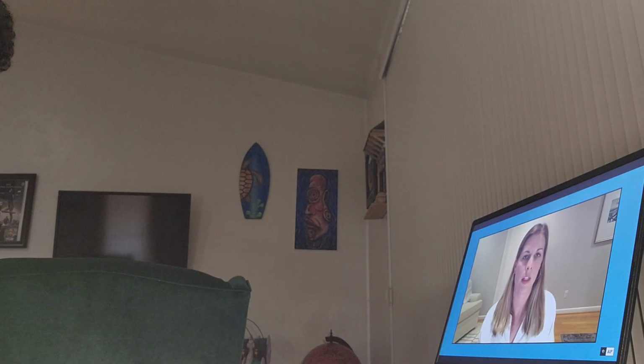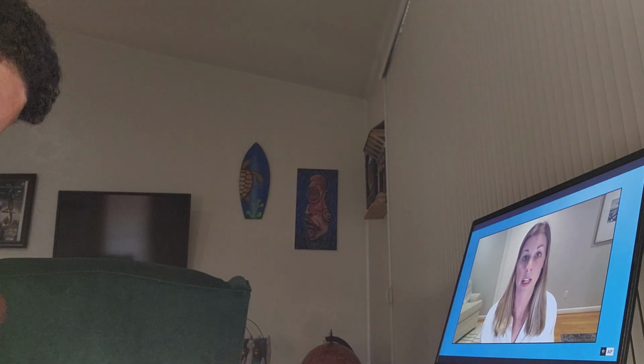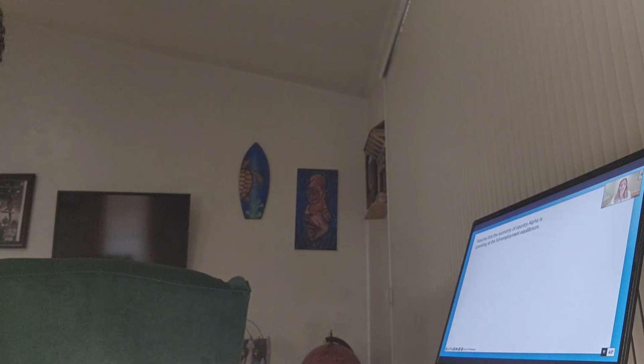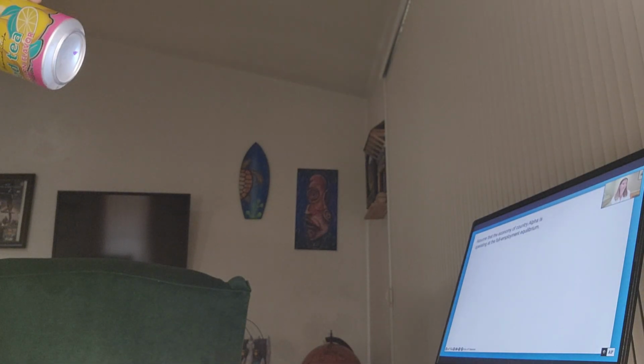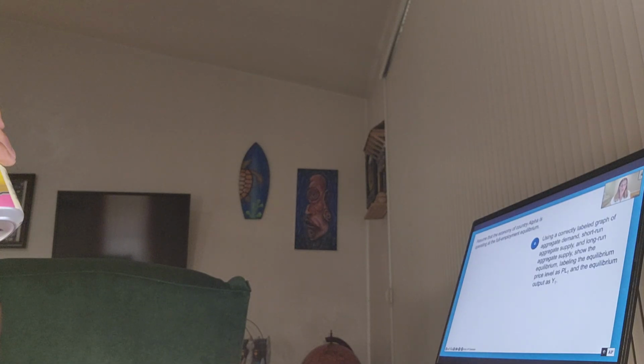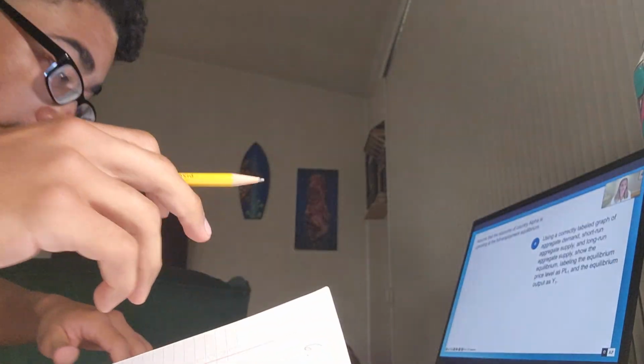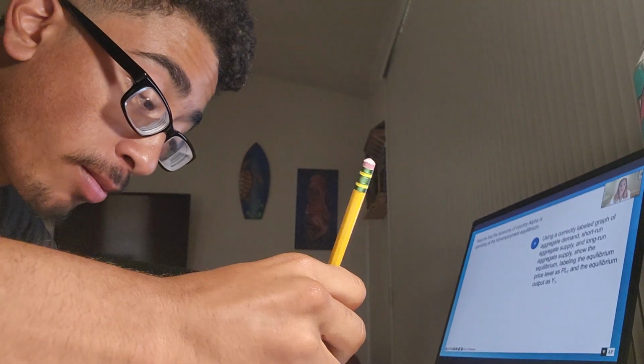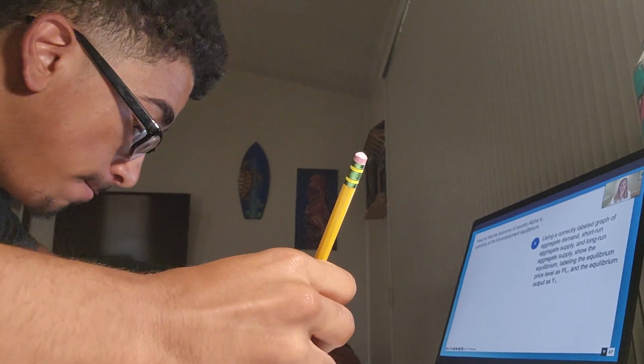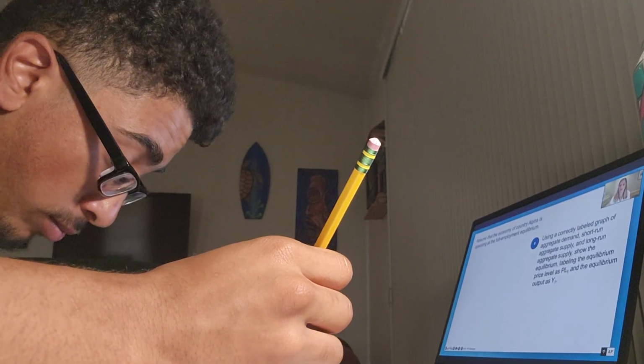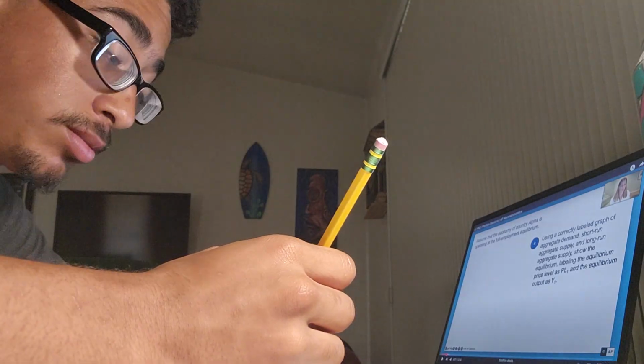Two free response questions that have to do with Unit 4, the financial sector. Question 1. Assume that the economy of country alpha is operating at the full employment equilibrium. Part A. Using the correctly labeled graph of aggregate demand, short-run aggregate supply, and long-run aggregate supply, show the equilibrium, labeling the equilibrium price level as PL1 and the equilibrium output as Y1.